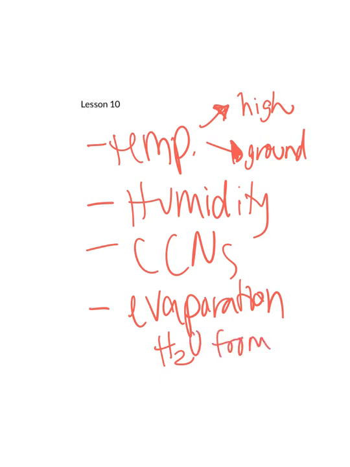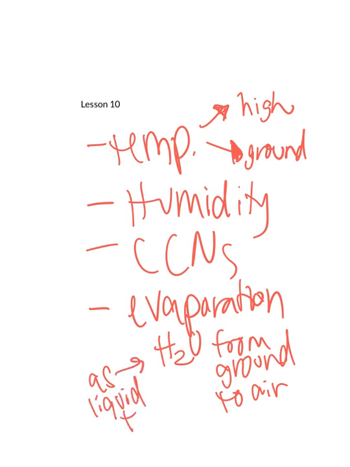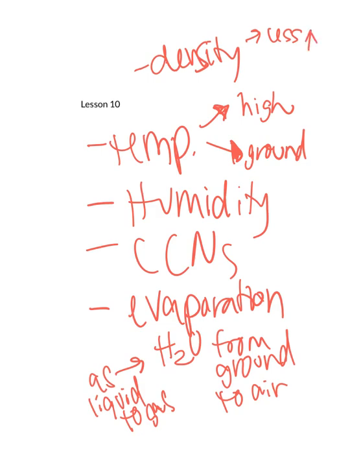You could have also added in that evaporation is needed, so water has to move from the ground to the air, and that would happen as liquid to gas. You could also include density, which when there's air that is less dense, it rises. So less dense rises, and that's how you get those really big billowing clouds.